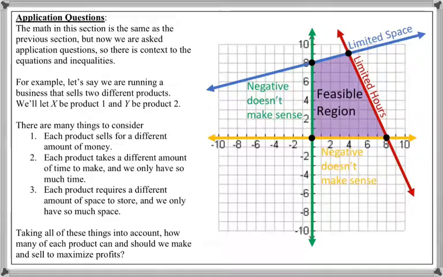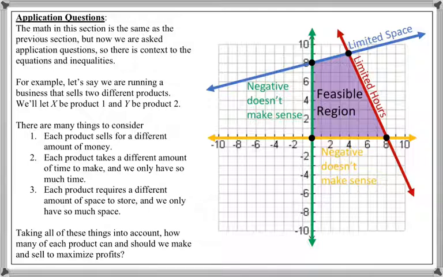This section is on application questions. The math in this section is the same as the previous section, but now we are asked application questions, so there is a context to the equations and inequalities. For example, let's say we are running a business that sells two different products. We'll let X be product 1 and Y be product 2.